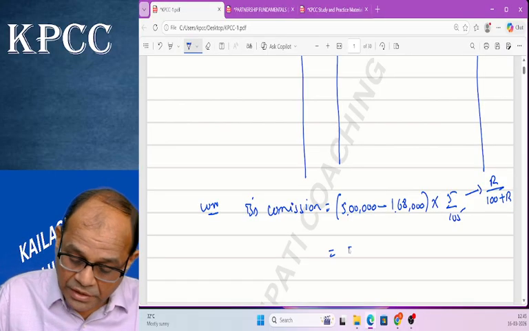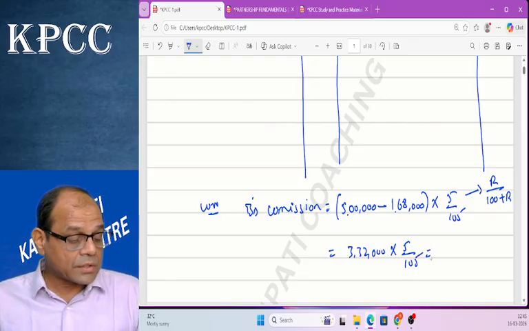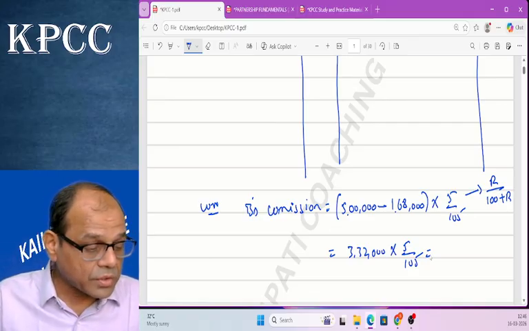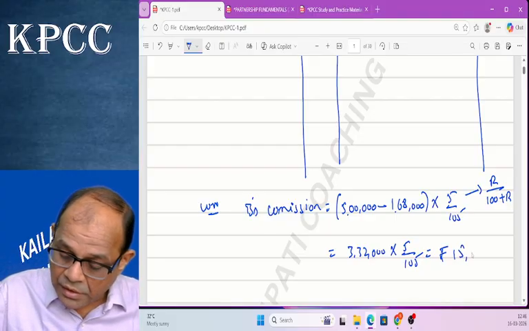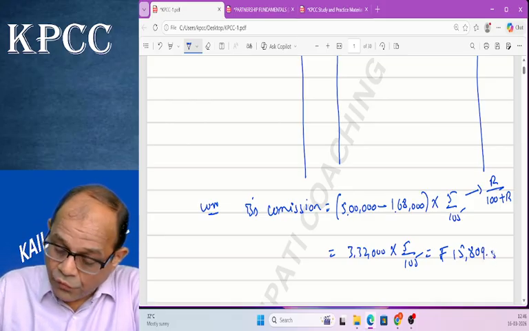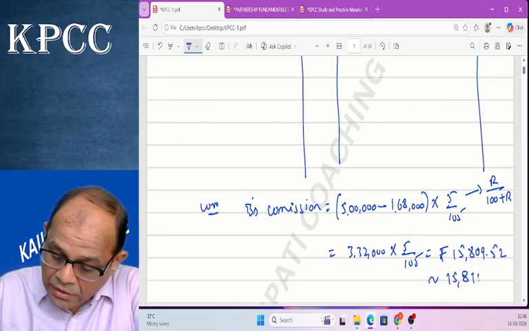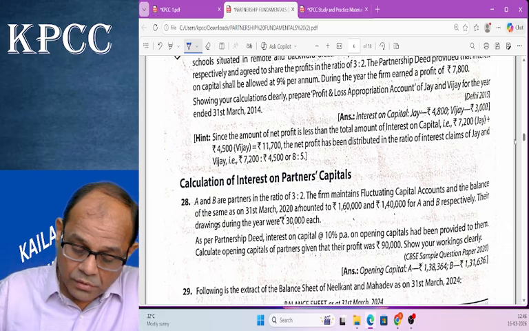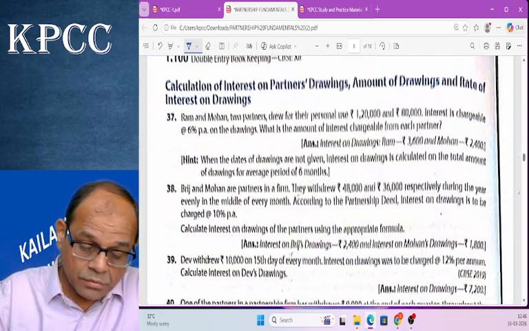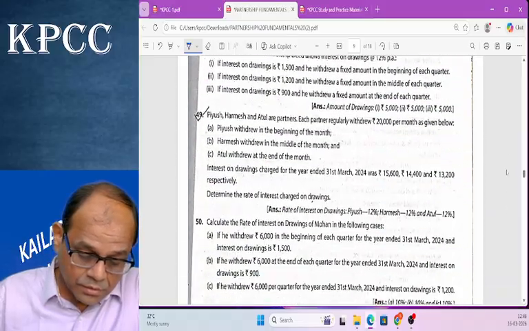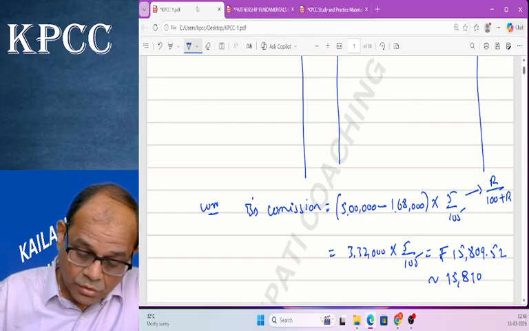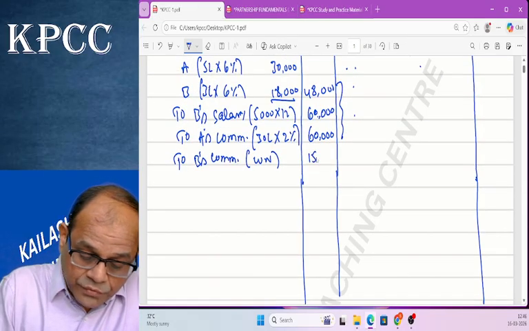So the amount is 3,32,000 into 5 by 105. So the amount is 15,809.52. So we can write 15,810. Check whether it has come or not. Yes, it has come. See? It has come. 15,810 commission. So write down here, to B's commission 15,810.